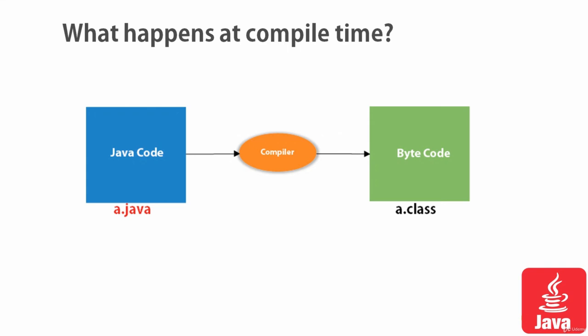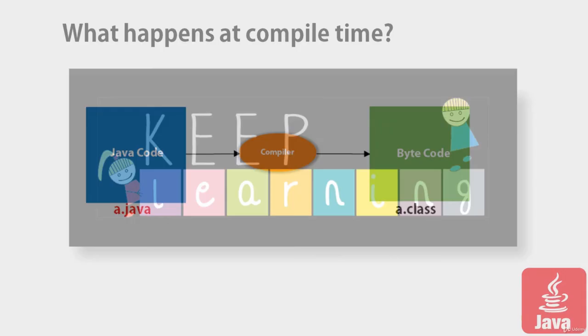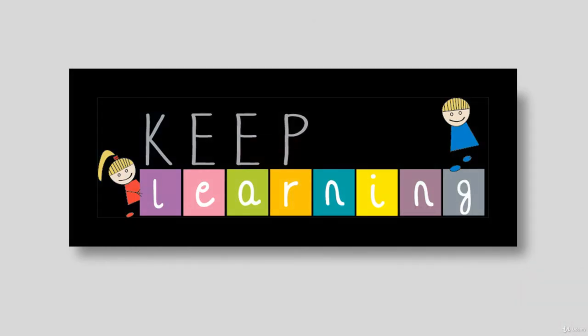So what happens at compile time when we compile? Here's our Java program, say the file Simple.java. We compile it using a compiler, and it will generate the bytecode, a .class file. So our javac command is the compiler. After we have generated the bytecode or the class file, it will be executed using the java command. So this was a basic, simple Hello World program.